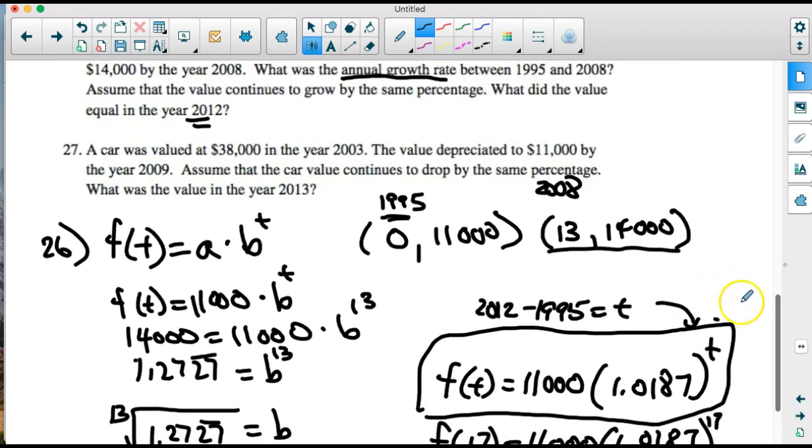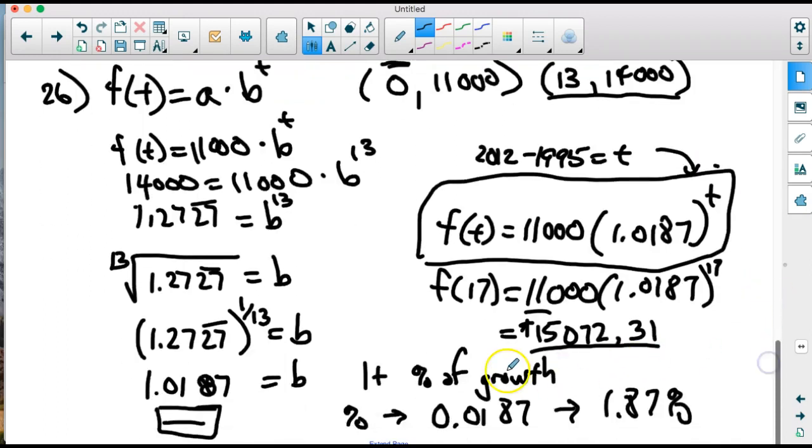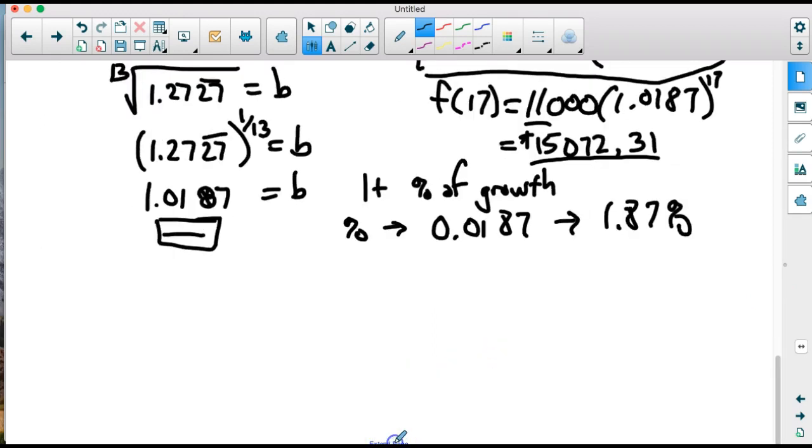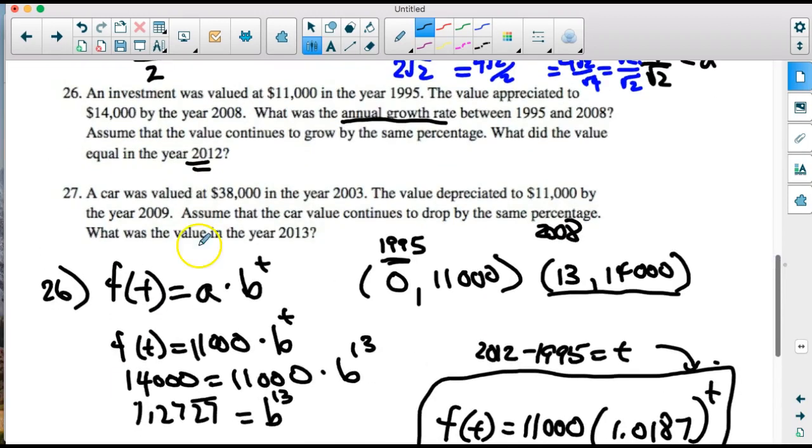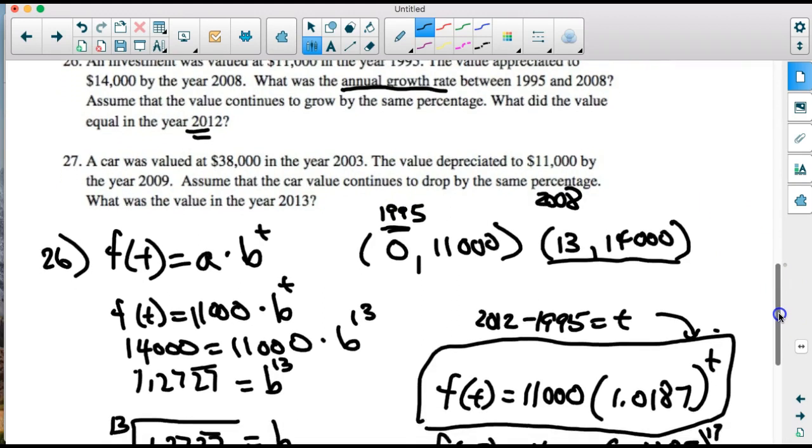All right, so the second example here is the same type of example, but it's going to be depreciating. So instead of 1 plus the growth, we're going to do 1 minus. Okay, so that's the only difference between the next example that we're going to do here. So we started at 38,000 in the year 2003. We depreciated to 11,000 by the year 2009. Okay, and then it asks what would happen by the year 2013.